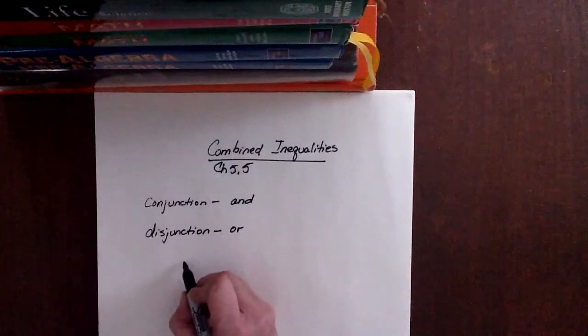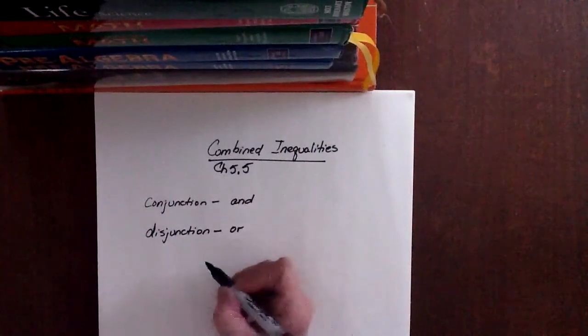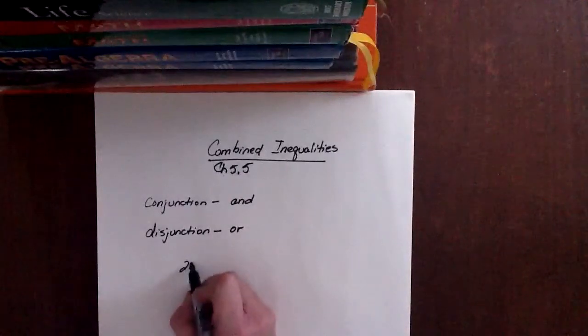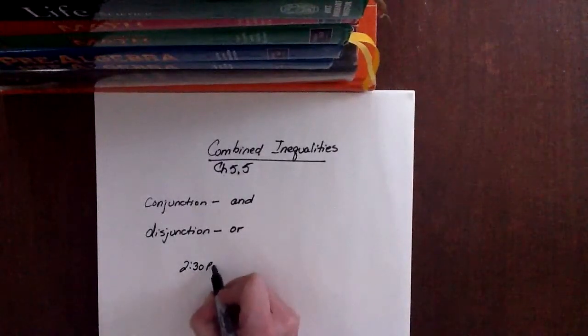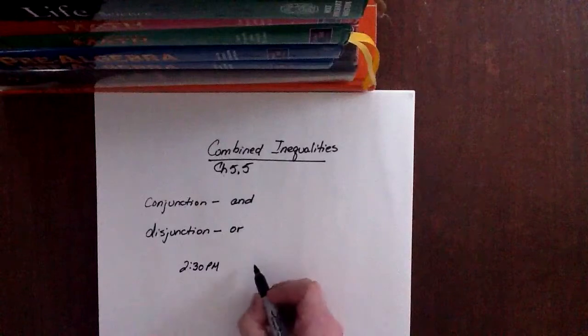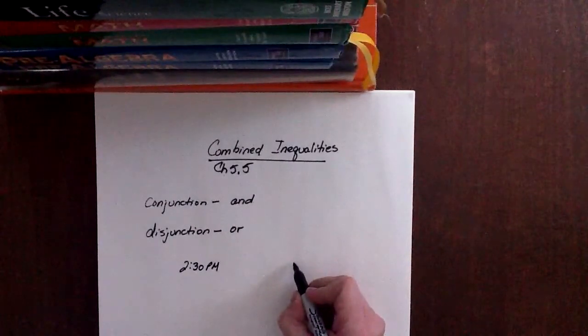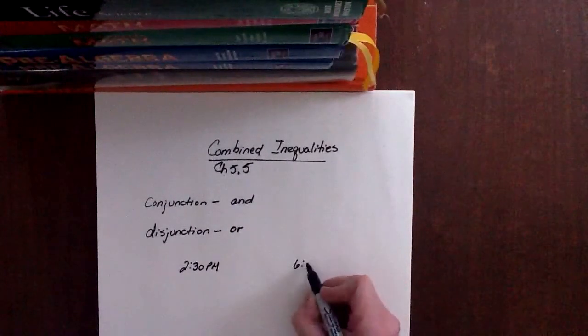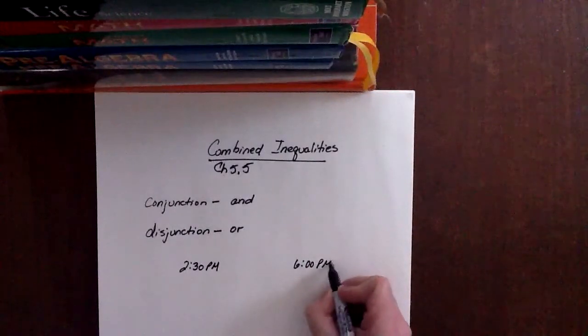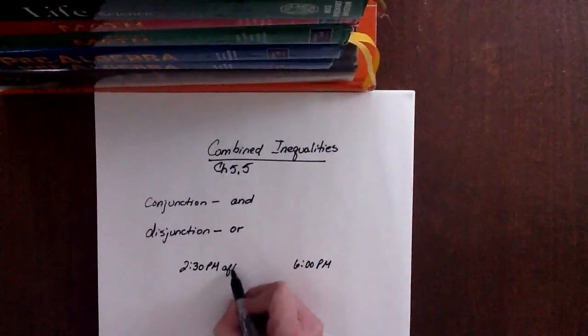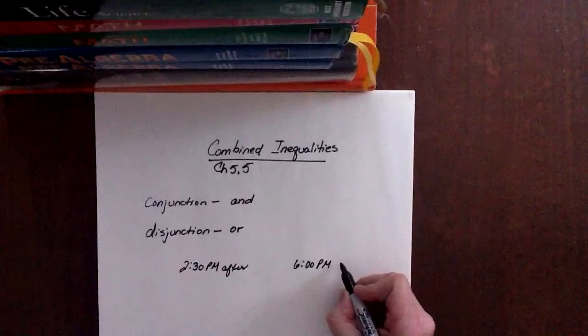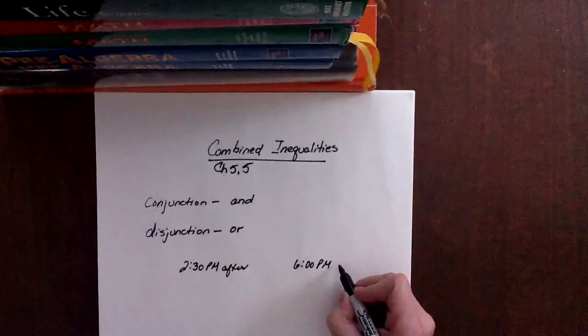Suppose I said to you we needed to schedule a time for us to do some math help. It needed to be after 2:30 p.m. because that's when school got out, but it had to be before 6 o'clock p.m., because at that point the school was being used for some other purpose.